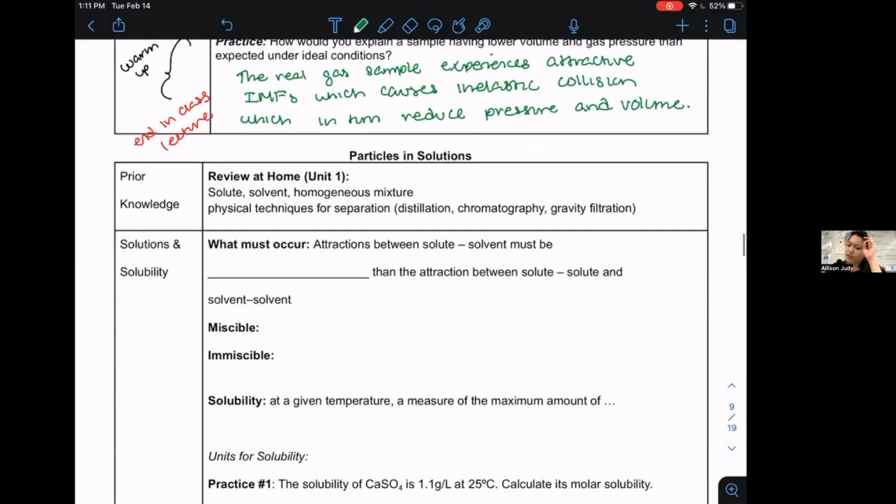Okay. So then we're just going to move forward and assume that you know that basic information from Unit 1. And what we say is that for a solution to occur, for a homogeneous mixture to occur, the attractions between solute and solvent must be greater than the attraction between solute and solute particles, right? So it must be favorable for some reason for your solvent to attach in an interaction, not a bond, but attach or interact with your solute.